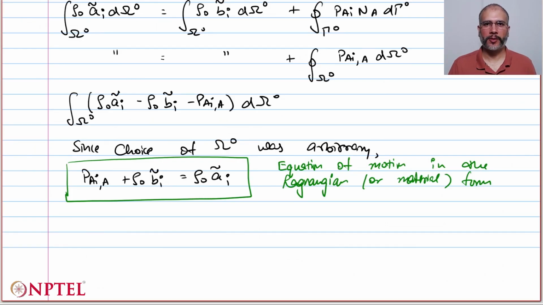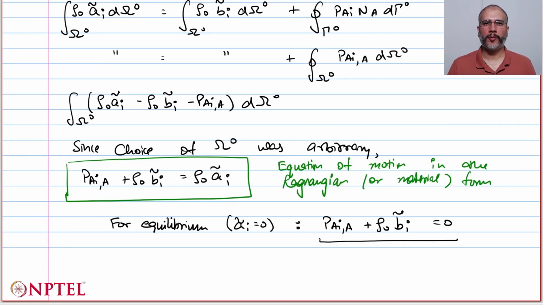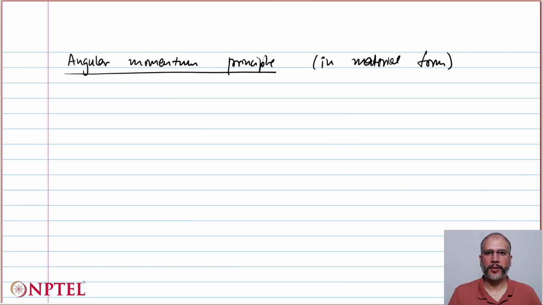Now, as a special case of this, if we have equilibrium, that is, the acceleration field is 0, we get the equilibrium equation in the Lagrangian form. So now we'll move on to a discussion on the angular momentum principle expressed in the Lagrangian form. For this discussion, we will assume equilibrium, which will make the work easy, but the discussion is still valid for situations where the time rate change of the angular momentum is non-zero.